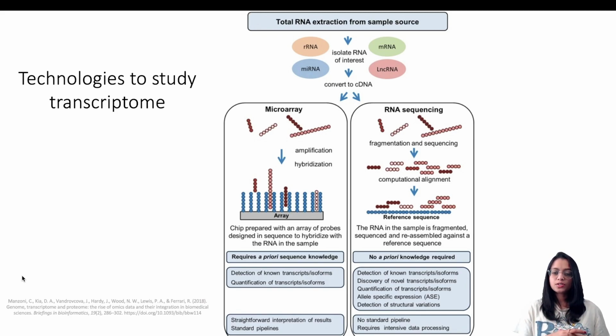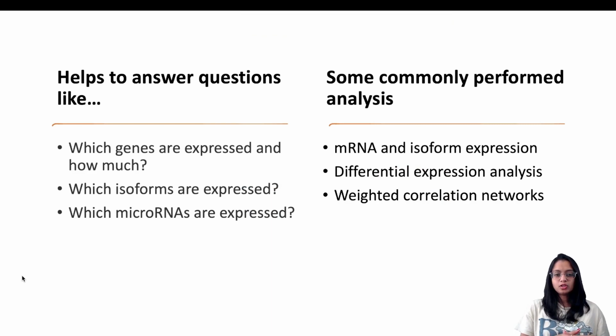In order to use RNA sequencing, one does not require prior knowledge of the sequences, and it allows the detection of known as well as novel transcripts and isoforms. Transcriptomic data can be used to answer questions like which genes, isoforms, or microRNAs are expressed and how much are they expressed. Is there a differential expression between disease state and healthy state? Some of the common analyses performed using transcriptomic data are quantification of mRNA and isoform expression, differential expression analysis, or finding genes that are functionally associated by finding genes that are highly correlated by performing weighted correlation network analysis.